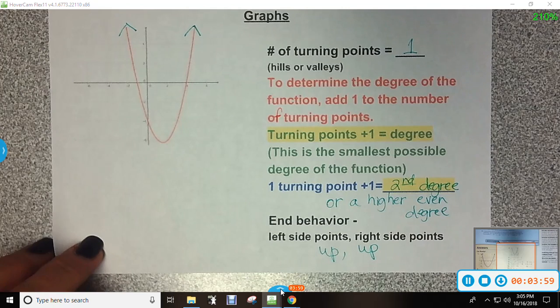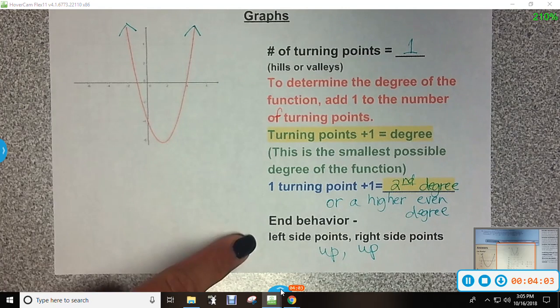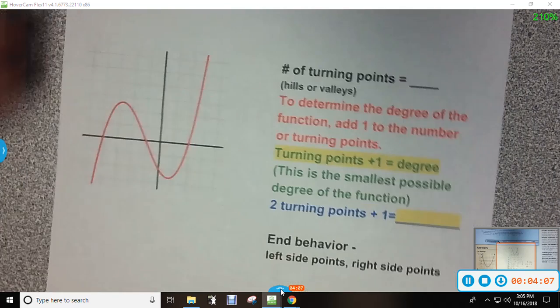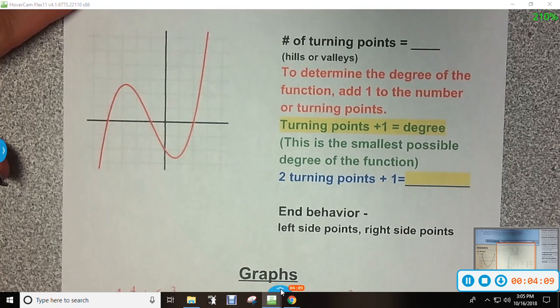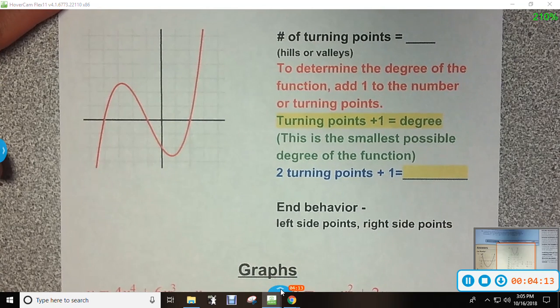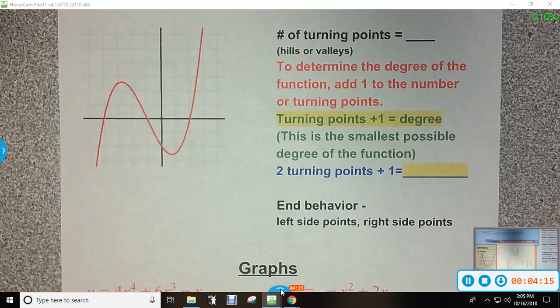So when we look at the next graph, it's going to be a new graph, but it's going to have all the same words over here at the side. So you can copy those again if you want to, but you don't have to. Okay, so here's our next graph. And it doesn't have to look exactly like this, but you should have one hill and one valley.